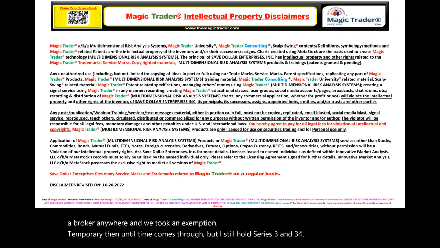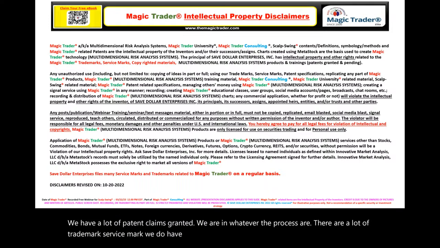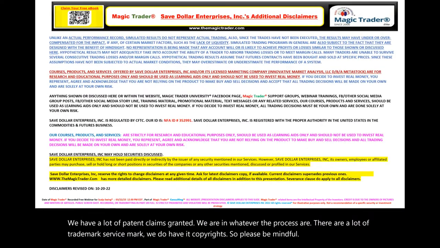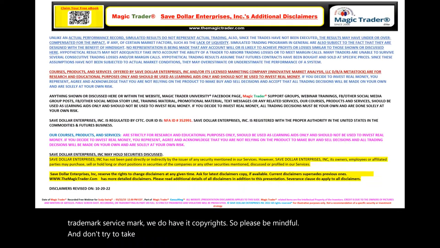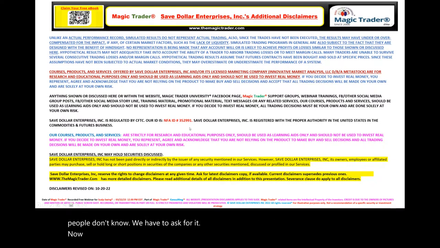Now, we have a lot of patent claims granted. We are in whatever the process is. There are a lot of trademarks and service marks. We do have copyrights. So please be mindful and don't try to take things. We give away a lot of things, but why would you do that? People don't know, we have to ask for it. Now, this is my company's license number 352991. We are required to tell you that.